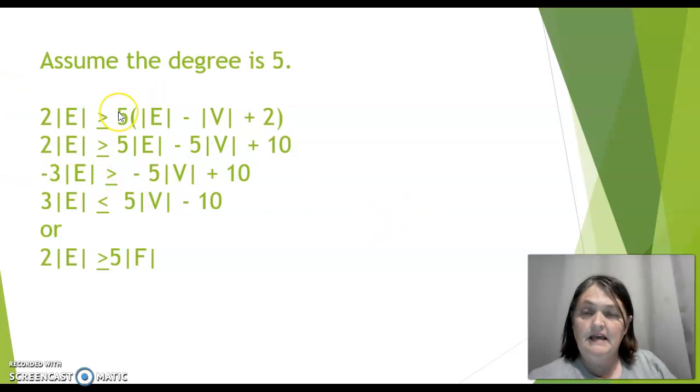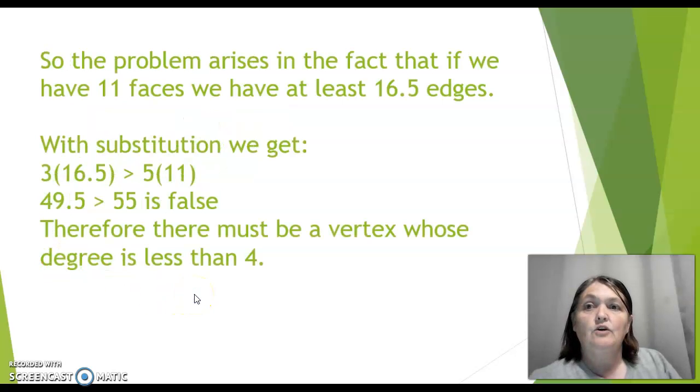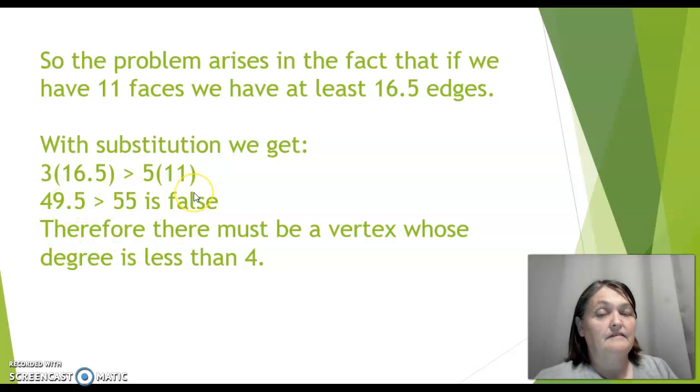So if we go through and look at 5 or more, when we go through all the math, we get down to 2 times the number of edges is greater than or equal to 5 times the number of faces. So the problem arises in the fact that if we have 11 faces, we have to have at least 16.5 edges, so 17 edges. So when we substitute in the number of edges and the number of faces, we get the inequality that 49.5 is greater than 55, which is false. Therefore, there must be a vertex whose degree is 4 or less.